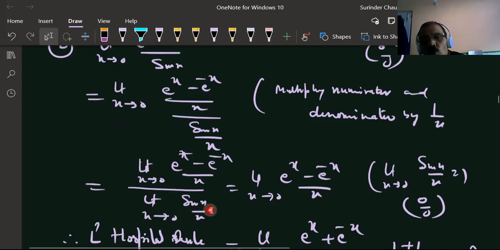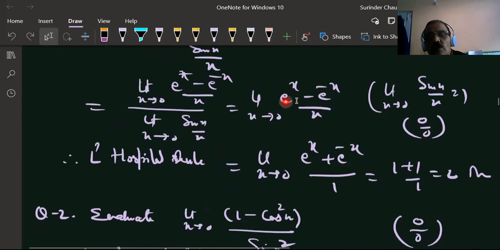The limit of sin x upon x as x goes to 0 is equal to 1. Substituting this value, we are left with the limit x to 0 of (e^x minus e^(-x)) upon x. Now again put x to 0: 1 minus 1 upon 0, which is the 0 by 0 form. Again we can apply L'Hospital's rule here. The differential of the numerator will be e^x plus e^(-x), and the denominator is equal to 1. Now again put the limit x equal to 0: 1 plus 1, which is 2 by 1, equal to 2.